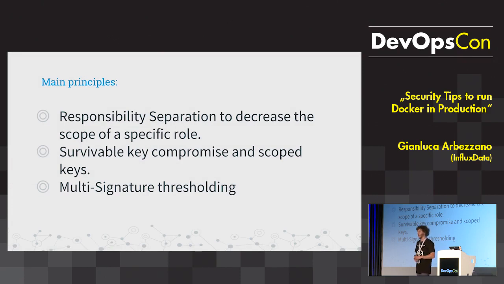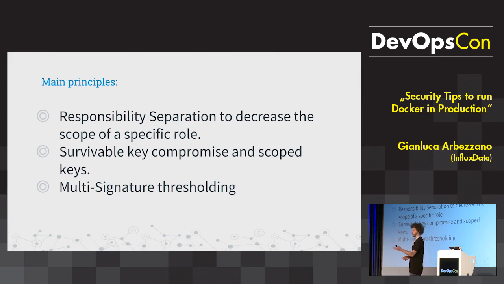The main principle of the framework is responsibility separation, and the idea is that it's based on keys. It means that you have a lot of keys for different scopes, and these scopes are designed to be replaceable. It means that if a key is not valid anymore because you discover that you lost your key printed in a Starbucks and you need to regenerate your key, you can regenerate a specific role of the key. You don't need to regenerate all the keys that you used.